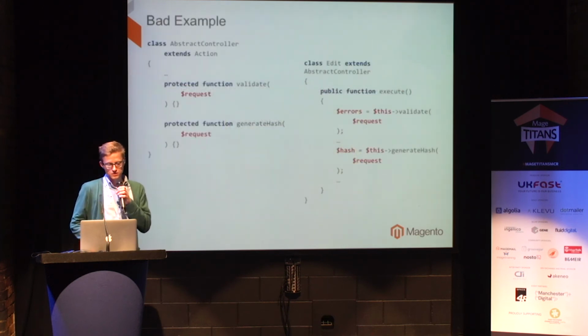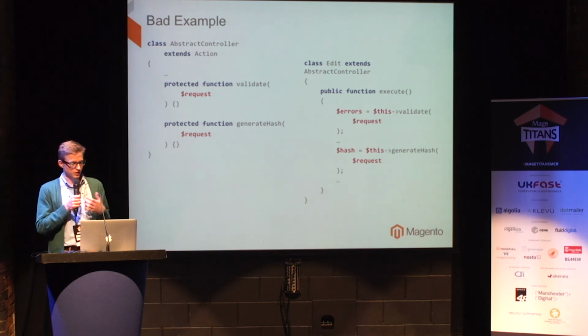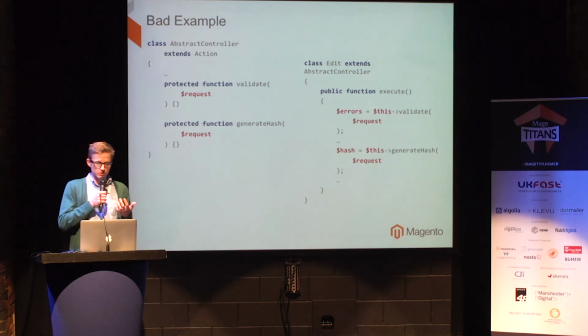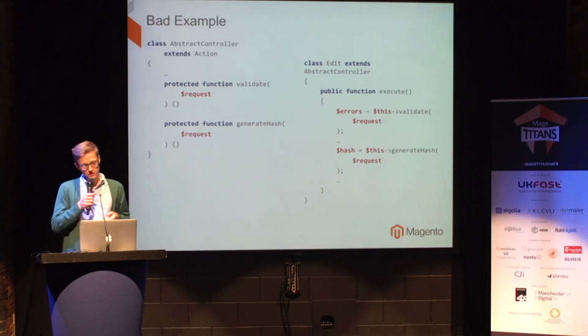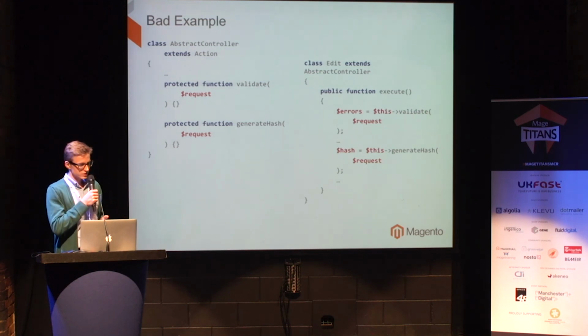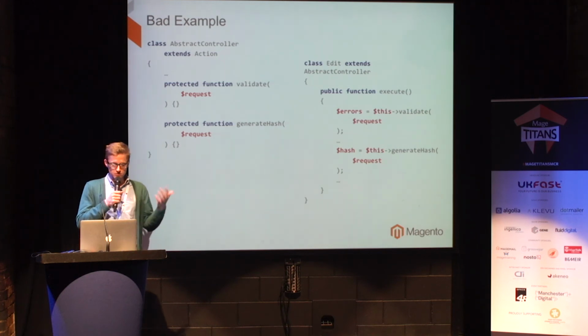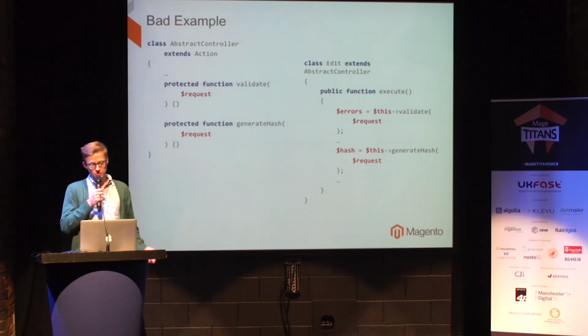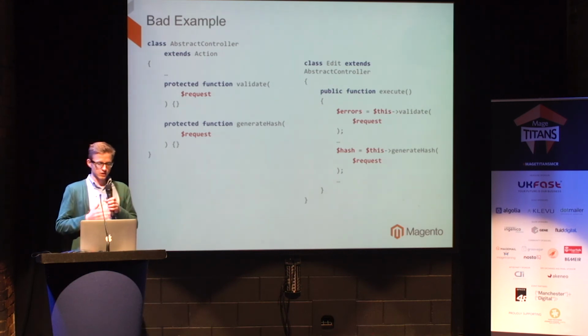Let's take a look at this example. Let's say that in our module we have a few controllers that have the same validation and hash generation logic. And the first thing that comes to mind is, okay, let's create an abstract class and have all of the controllers extend that abstract class, and that abstract class would contain these two methods. Let's see what the problems with this approach are.